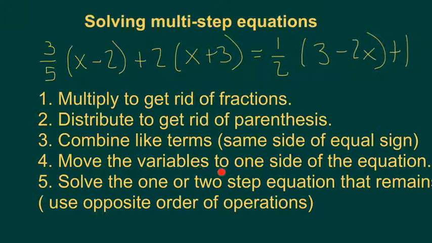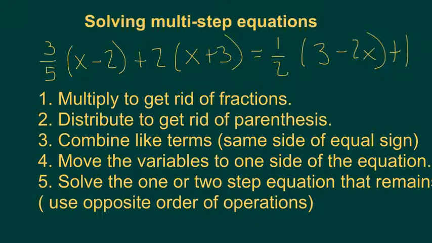Then I would move the variables to one side of the equation. As you can see, we've got x over here, we've got x over here. After combining the like terms, there will only be one term with an x over here and one term with an x over here. Well, I would move it to one side. Now, when you move the variables to one side, that is kind of like combining like terms, but since you're combining across that equal sign, you have to work with opposite operations to get it there.